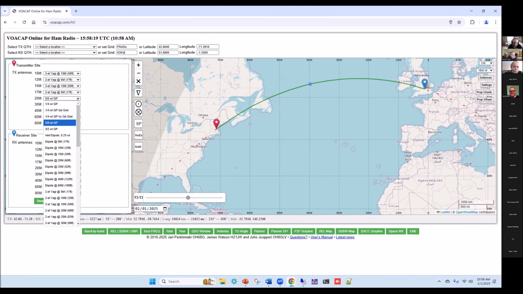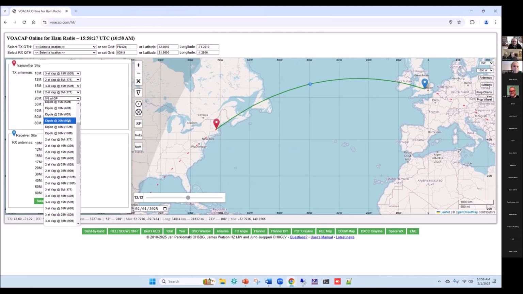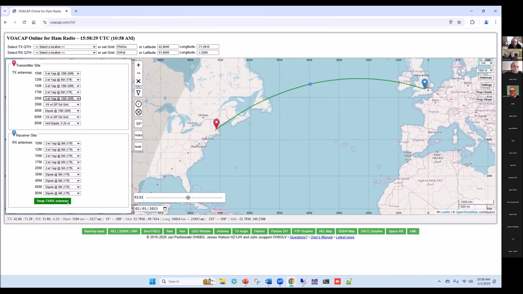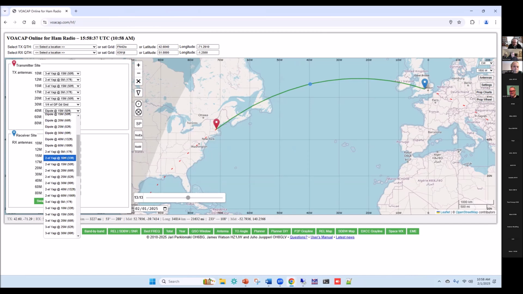Remember, we're talking about predictions, so precision doesn't really matter that much. It's more of a directional thing, how to plan. And what do you have? 2 elements on 40 at 60 feet. 66, I guess they have there. 2 elements.